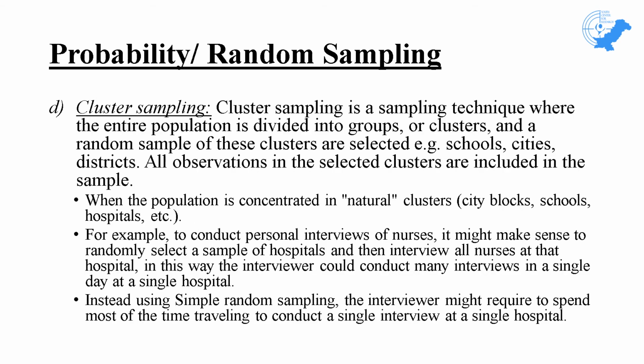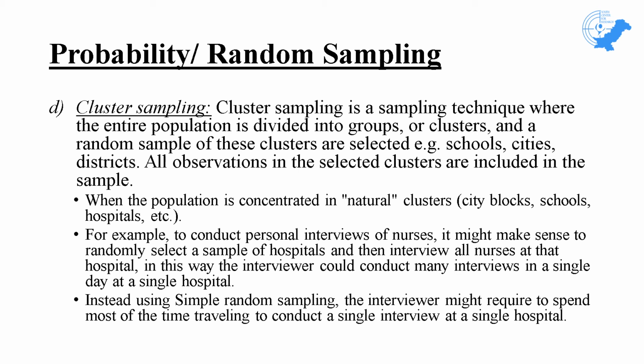Then the next type of sampling technique is known as cluster sampling. Cluster sampling is a sampling technique where the entire population is divided into groups or clusters and a random sample of these clusters is selected. Example, schools, cities and districts. All observations in the selected clusters are included in the sample.